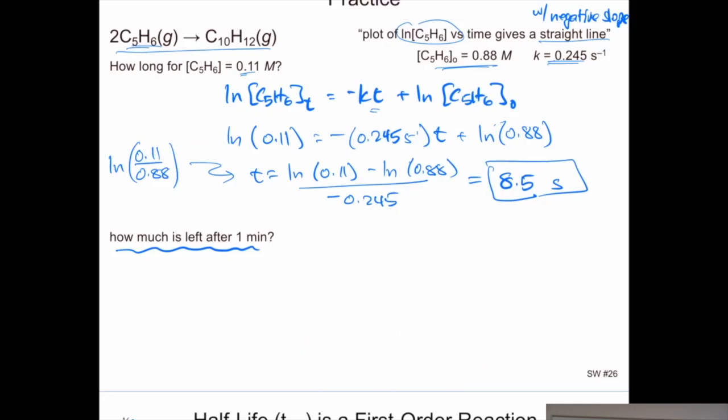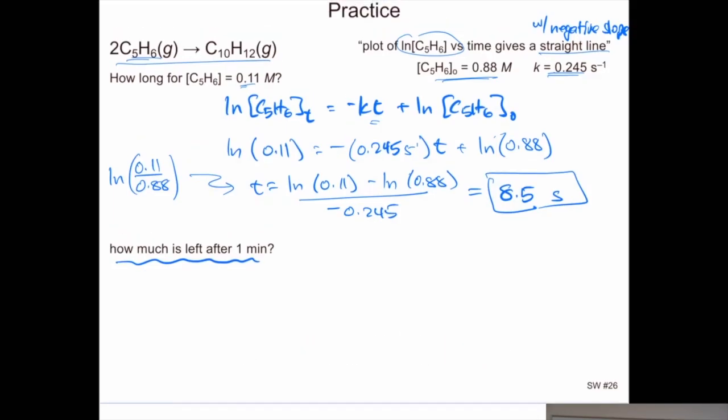We know the initial concentration, right? That's 0.88 molar. And we know K. K is 0.245 per second. And we're asked for T after 1 minute, but let's get that into seconds because K is in per second, all right? And so we want to know what the concentration of C5H6 is at 60 seconds.